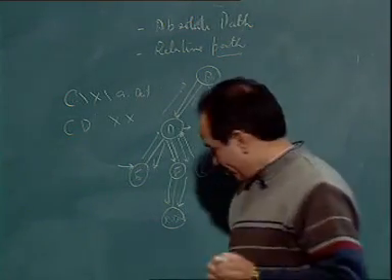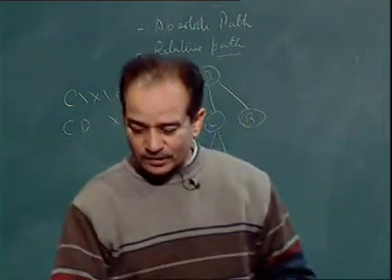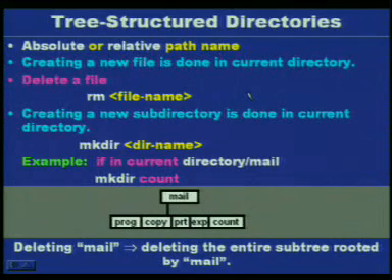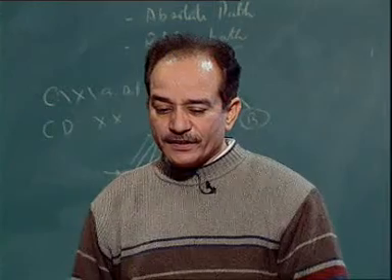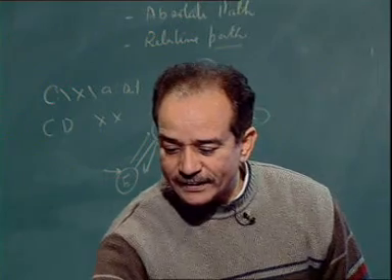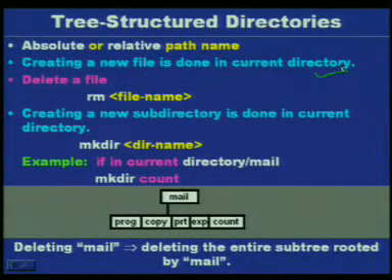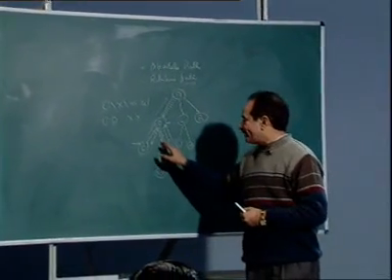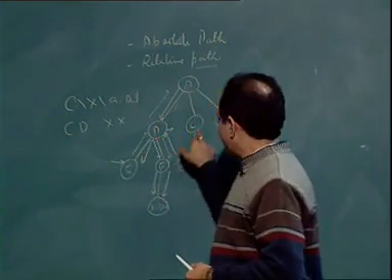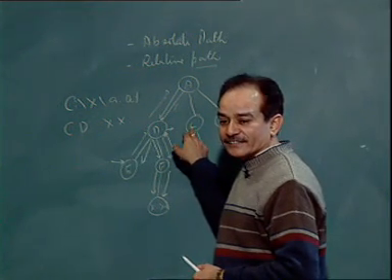Then comes various operations I can perform on this sort of files. As I said, it can be an absolute or a relative path name, and all sort of operations which we perform are performed on the current directory only. Creating a new file is done in the current directory only till the time I define a path there. Let us say I am here, the moment I say okay, I would like to create a file here, then the file all the time will be created here only. I can't think of creating the file over there while I am here, that is the difference.